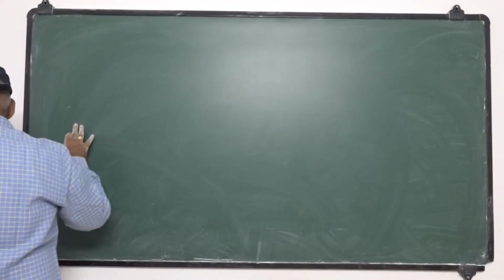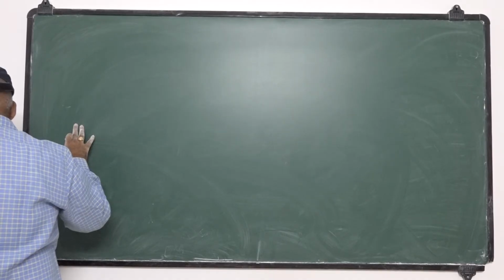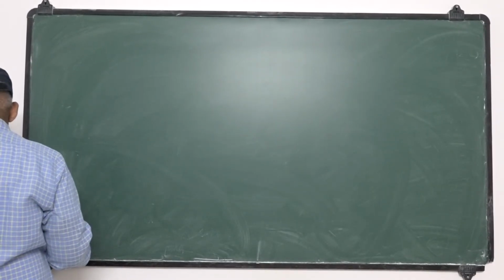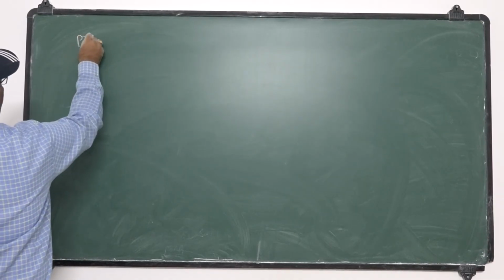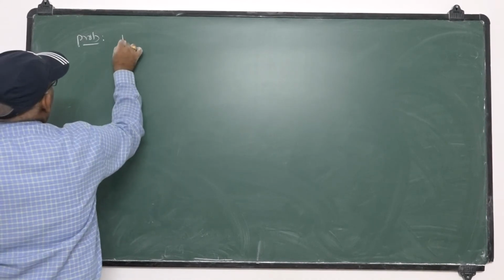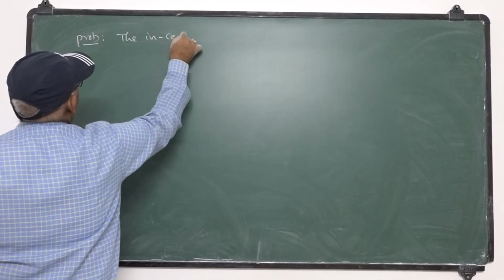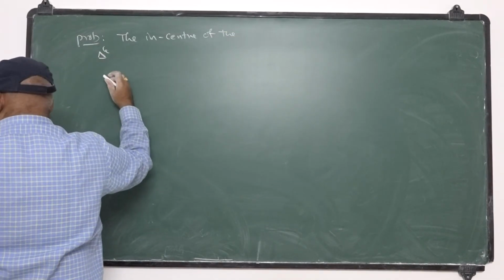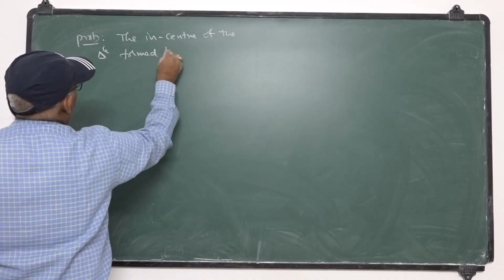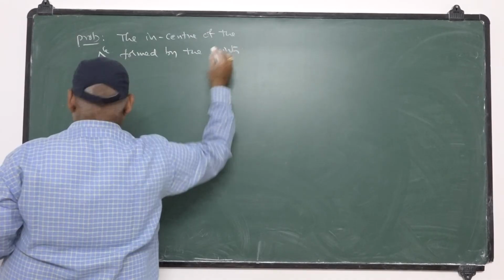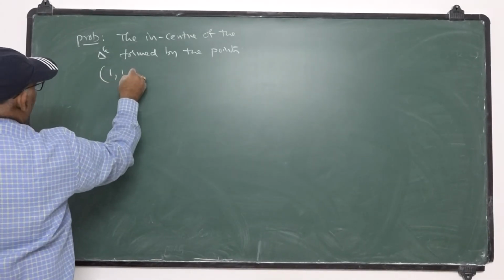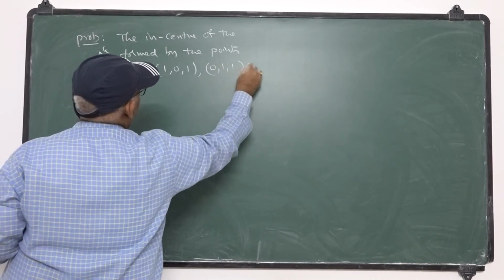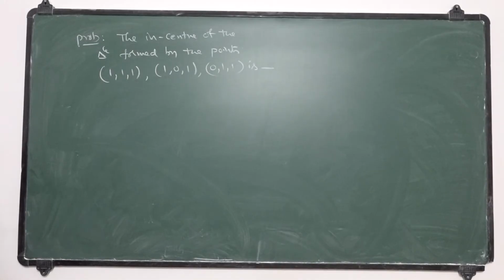Next, the incenter of the triangle formed by the points (1, 1, 1), (1, 0, 1), (0, 1, 1) is the incenter of the triangle formed by the points.